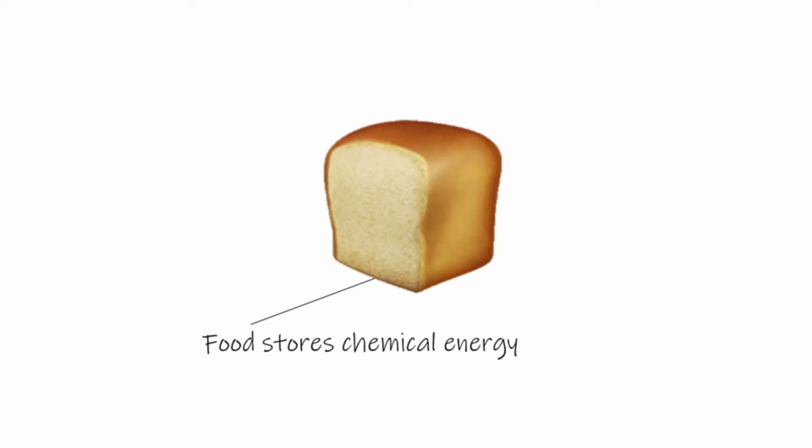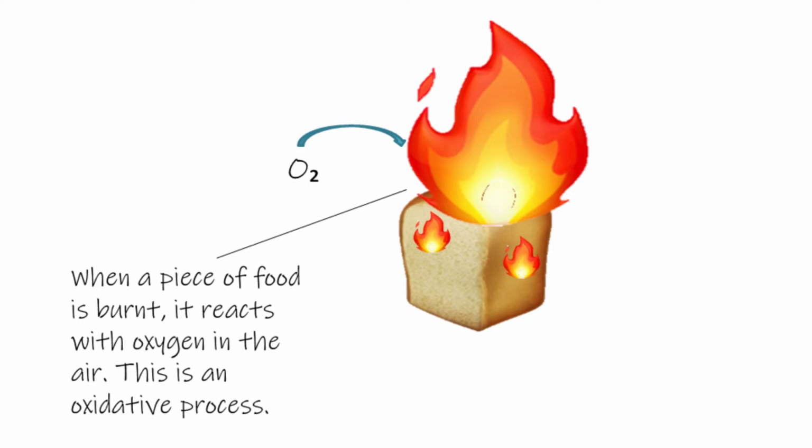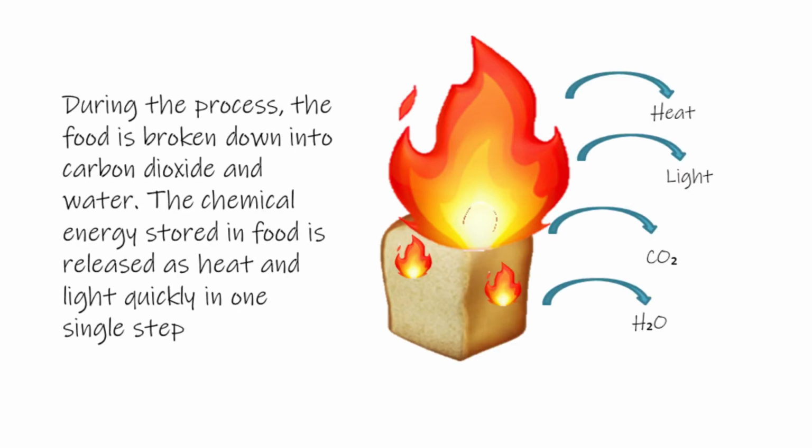Food stores chemical energy. When a piece of food is burnt, it reacts with oxygen in the air. This is an oxidative process. During the process, the food is broken down into carbon dioxide and water. The chemical energy stored in food is released as heat and light quickly in one single step.